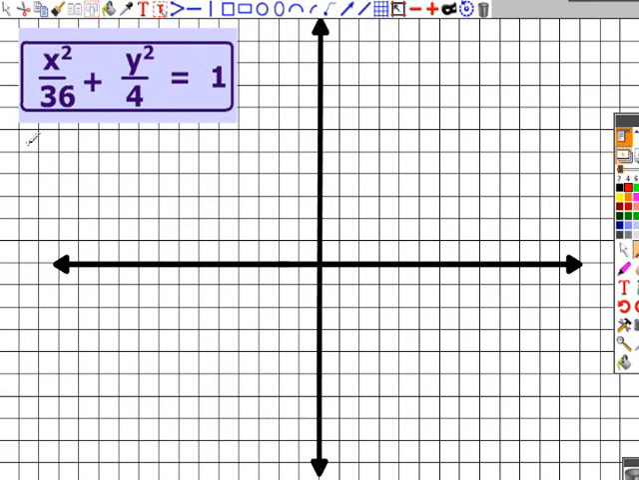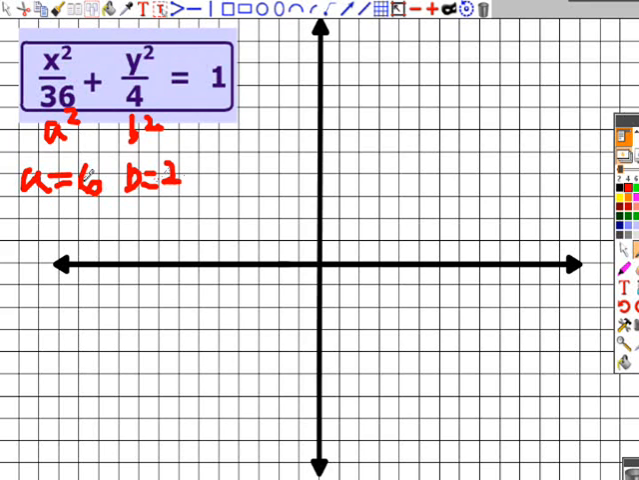Now, here, which one would be a squared? So the bigger one is always a squared. So this is a squared here. Alright? This is b squared. So what's a? If a squared is 36, then a would be 6. And then if this is b squared, b would be 2.